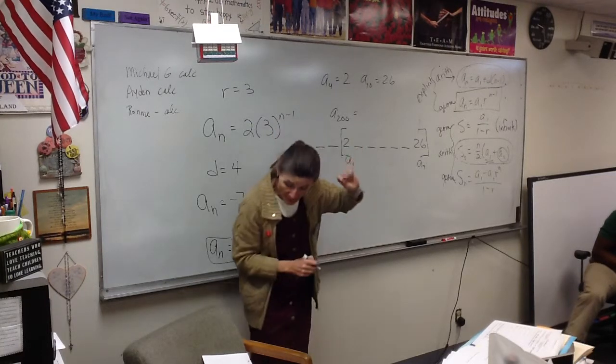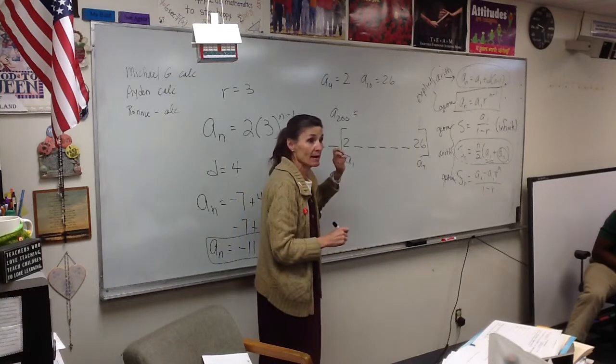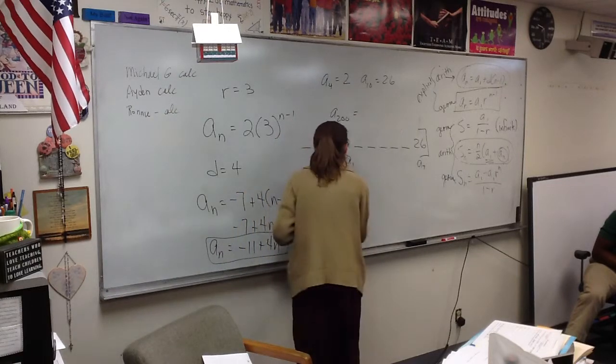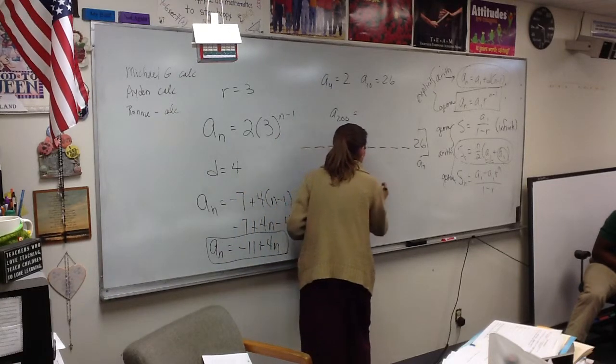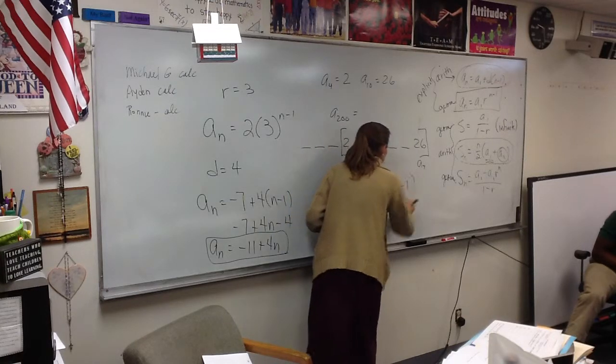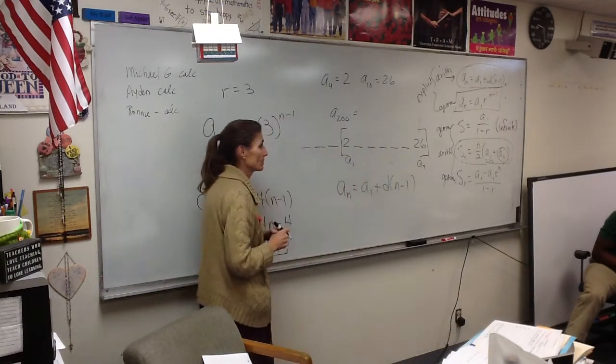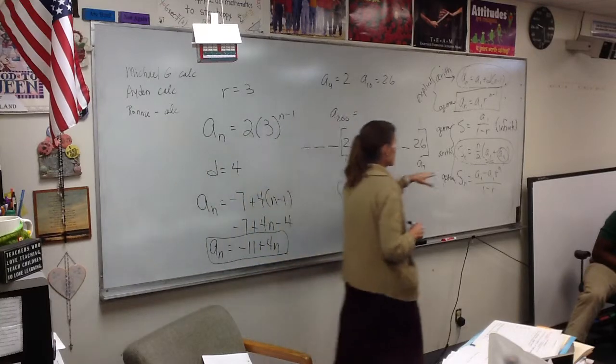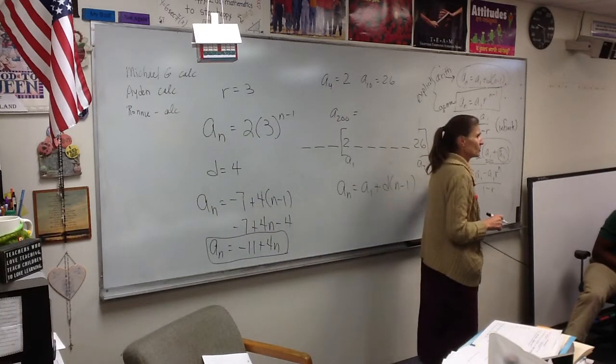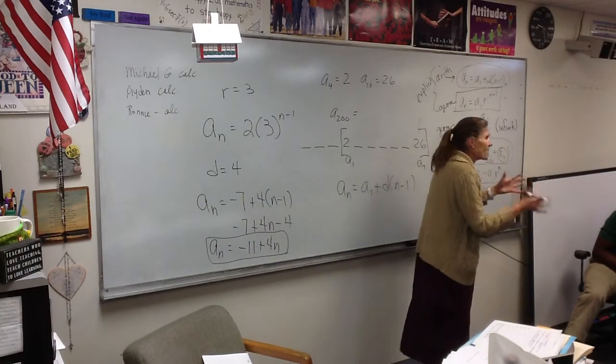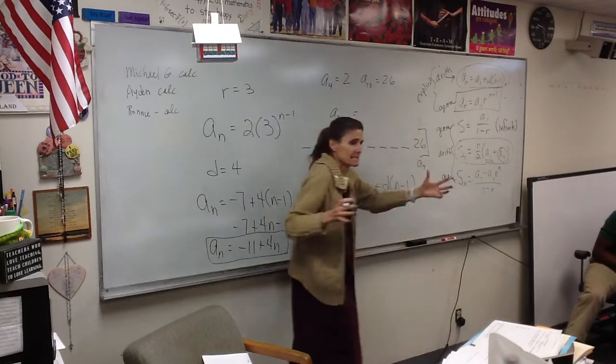Now, they told me in the problem that it is arithmetic. So I'm going to use this formula because it's arithmetic. How do I know I'm not using this one? This one's arithmetic too. That's the final sum. There's no summing in this problem, right? We're just listing.